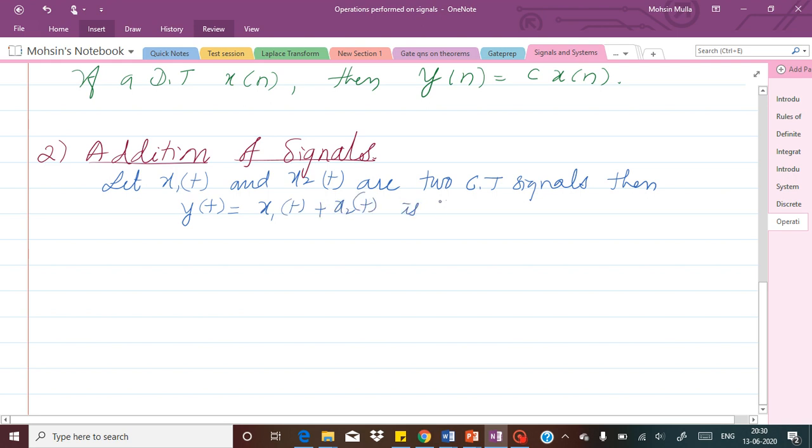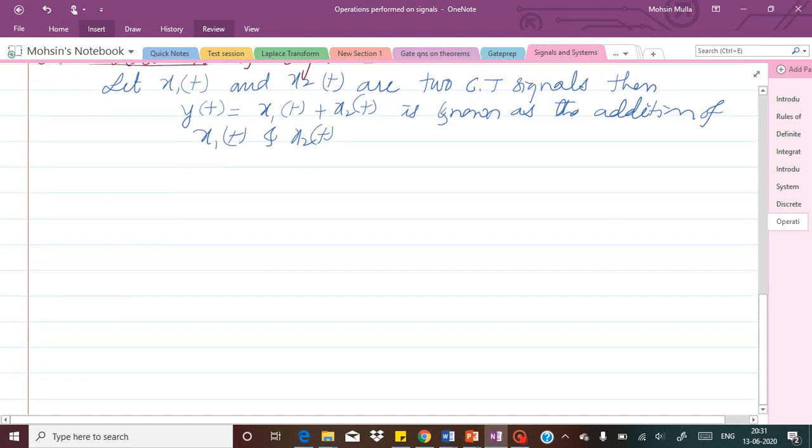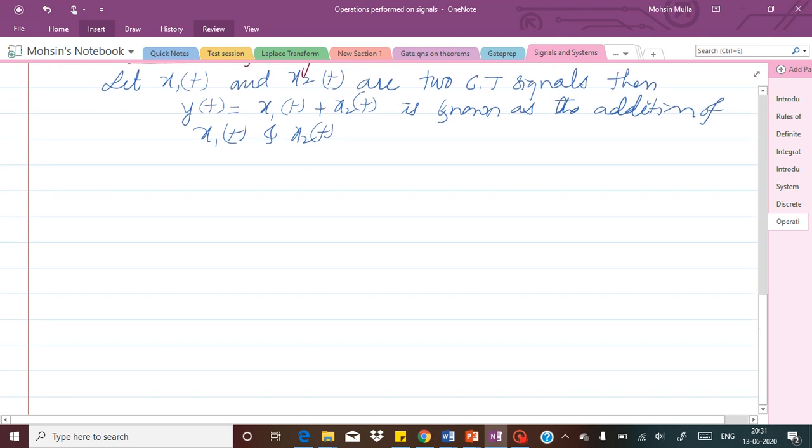It is known as the addition of x1 of t and x2 of t. When we represent y of t as x1 of t plus x2 of t, what exactly we mean is that we are going to add the values of the two signals x1 of t and x2 of t for all time t.